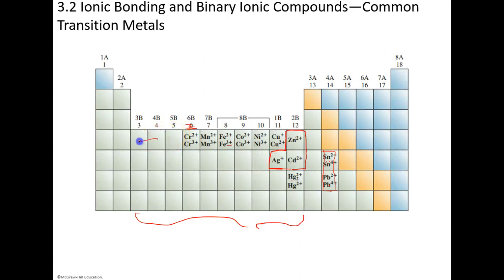Now, they did not write in all the other transition metals. That's because they're not common, but they all have two different charges in them. Like scandium, for example, has a +1 and a +3. Okay, it didn't write it in there, but they do. So again, if you're curious, I can always go over it in office hours.